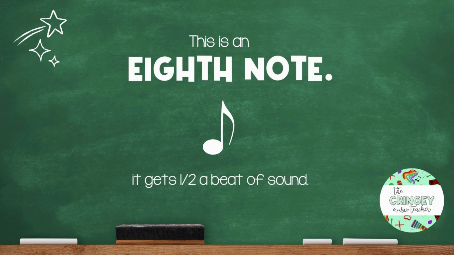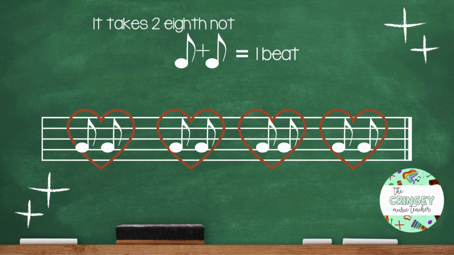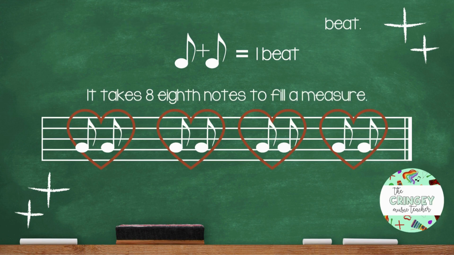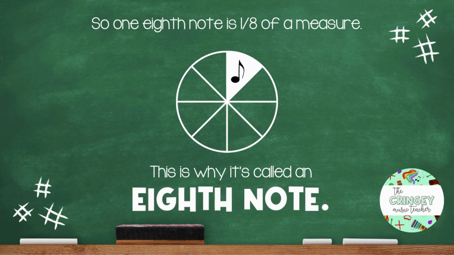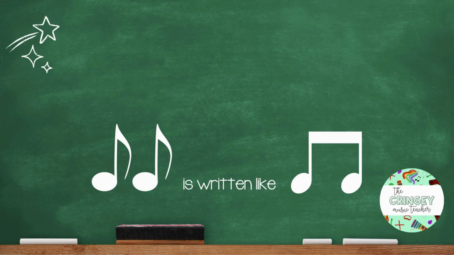This is an eighth note. It gets half of a beat of sound. It takes 2 eighth notes to make 1 beat. So it takes 8 eighth notes to fill a measure. So 1 eighth note is 1/8 of a measure. That's why it's called an eighth note. Oftentimes, eighth notes are paired together to add to 1 beat. When 2 eighth notes are next to one another, they link together with their flags.